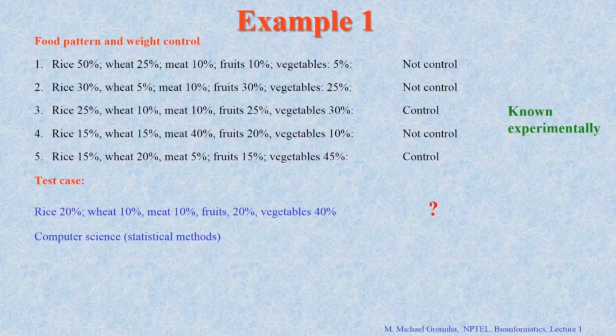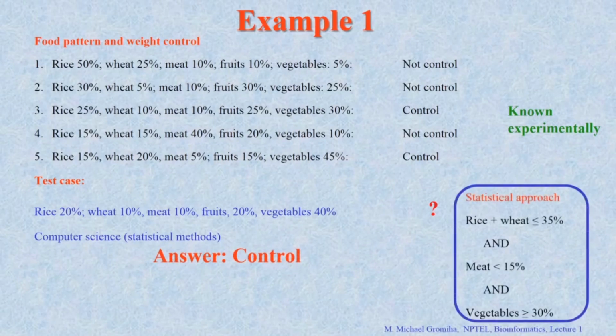The fifth one. Vegetables are high. Vegetables high means here also vegetables are 25%, but it is not controlled. But here vegetables are less. So, we can derive some principles, you can derive some equations using statistics, right. So, show one example, we can say that its answer is controlled, you are right. Okay, so, you can see rice and wheat is less than 35% and meat is less than 15% and vegetables more than 30%. So, likewise you can derive several equations, right.